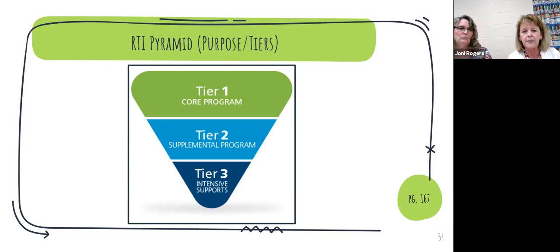PLC has flipped it to where the base is at the top, where the core group of instruction and the students. The purpose of Tier 1 is to provide all students access to essential grade level curriculum and effective initial teaching. So everyone in the classroom. When the core is taught well, most students should succeed most of the time without the need for additional help.